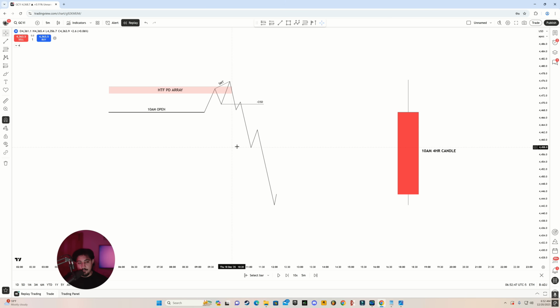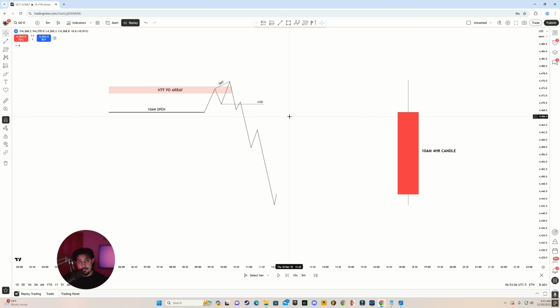Now this is what it would look like on the lower time frame, right? And we want to be taking our entries on the 1 minute time frame. And this is how it goes, right? So first thing first, you want to mark out the 10 a.m. open. So as soon as the 10 a.m. candle opens on the 4-hour time frame, right, you can mark out the opening price.